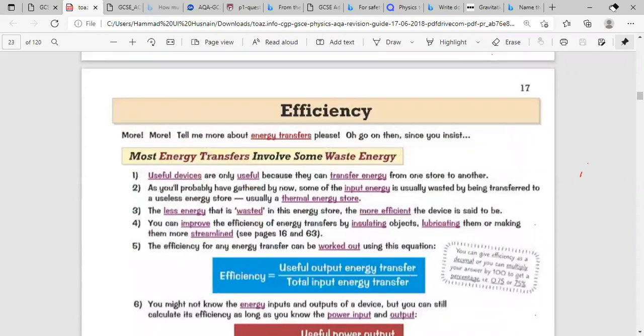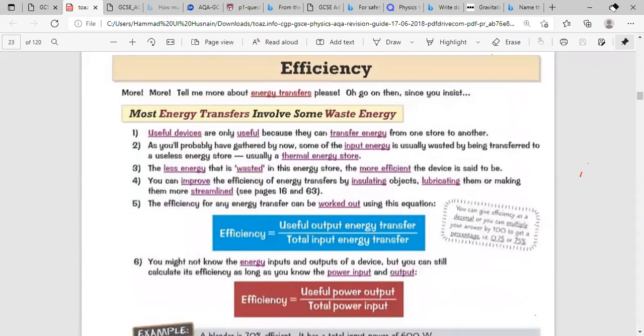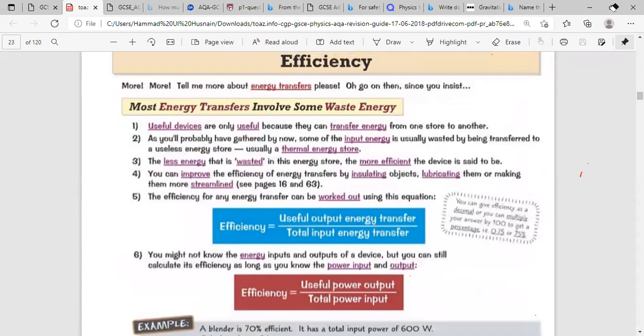So moving towards efficiency, what does efficiency mean? Can you please tell me what efficiency means in general? I'm not talking particularly about physics, in general. Isn't efficiency like how useful something is? Exactly, you are right. How useful something is. Now, what does efficiency mean in the case of physics?